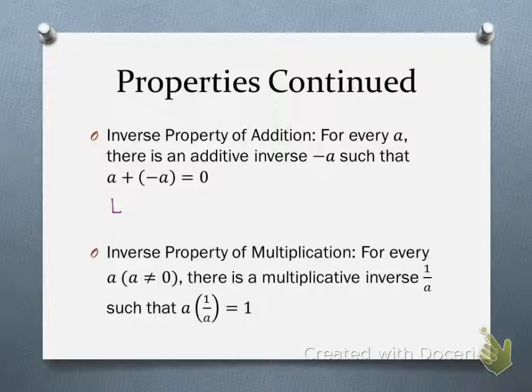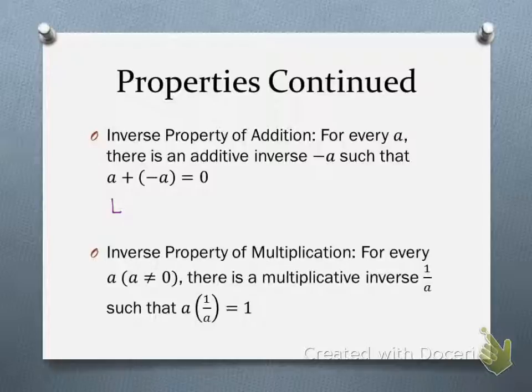Next property is the inverse property of addition, and it states for every a, there is an additive inverse negative a, such that a plus negative a equals 0. So if you're given a, and you need to find its additive inverse, all you need to do is switch the sign. So if it's positive, it would become negative. If it was negative, it would become positive.